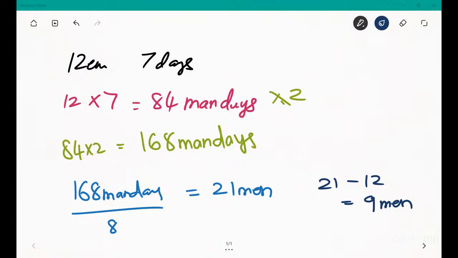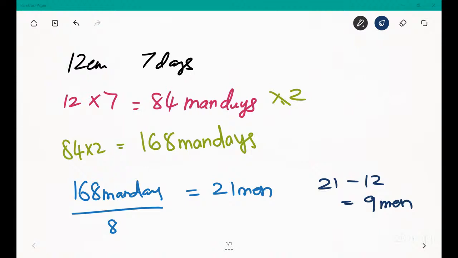Did everyone understand that? So that many more part is very important. Don't get confused and write your final answer as 21. If you write your final answer as 21, you might get only 1 mark. If it's worth 2 marks, you'll only get 1 mark. You won't get the mark for 9 men.